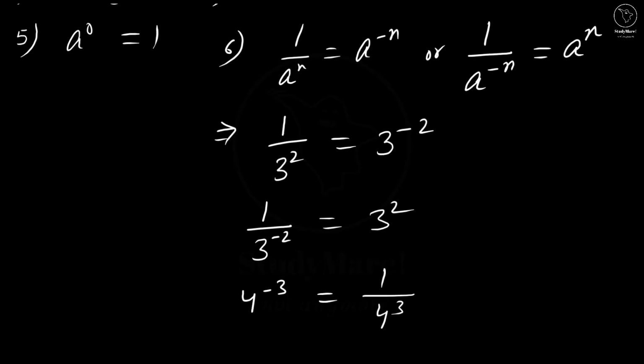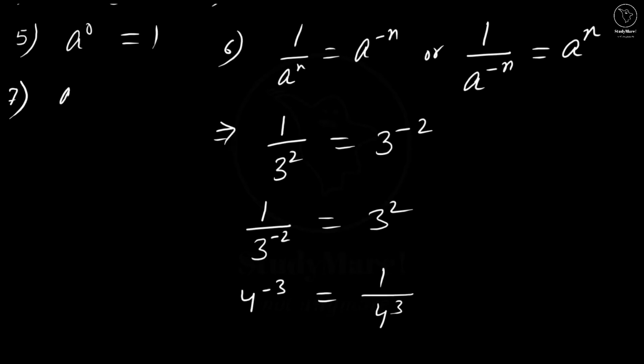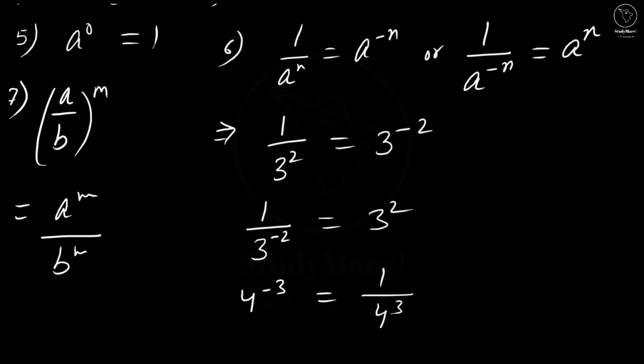Here we can add one more rule: a by b whole to the power m is equal to a to the power m divided by b to the power m, as this rule will also be required to solve many mathematical problems involving exponents. Now let's look at some examples to understand how we can solve expressions involving exponents by using the rules we have just learned.